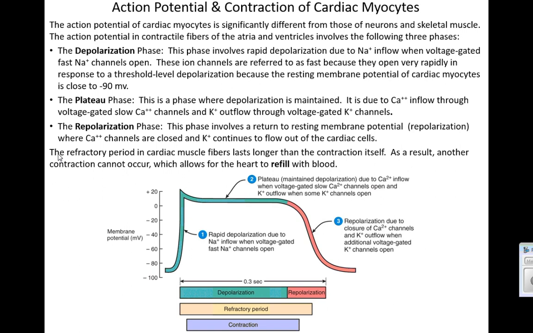The action potential in those contractile fibers of both atria and ventricles involves 3 phases. The first phase is a depolarization phase, just like we saw in neurons and in skeletal muscle. This time, we're starting much lower, at a resting membrane potential of -90, quite a bit lower than the -70 of neurons that we saw. We have a very rapid rise to +20. It's not delayed or drawn out. The depolarization process is almost instantaneous.